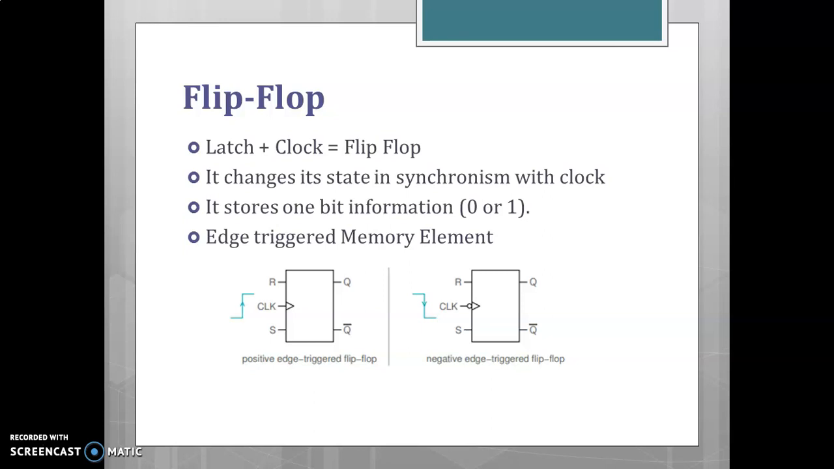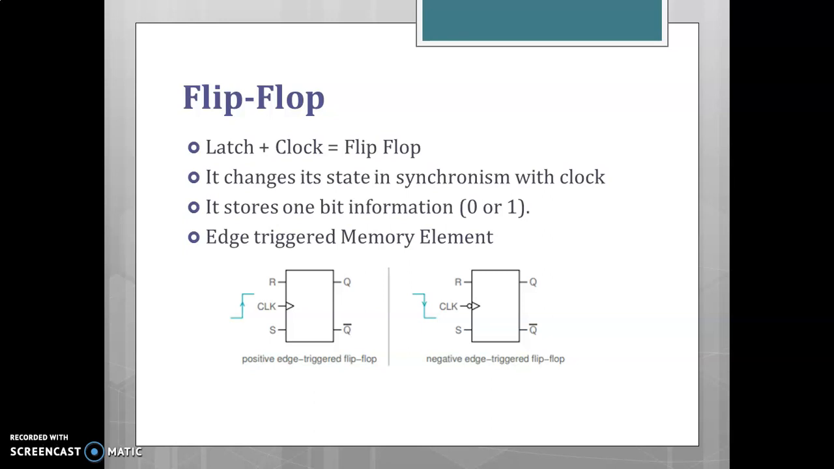The other memory element is the flip-flop. The flip-flop is the extension of the latch. The combination of the latch and the clock contributes the flip-flop. In the flip-flop, the output will change whenever the clock is active. That is, it changes its state in synchronism with the clock.